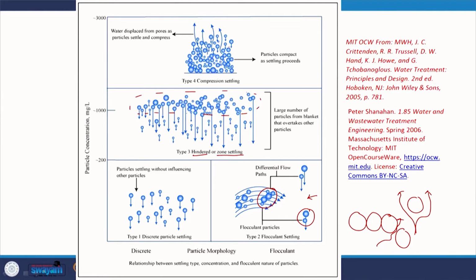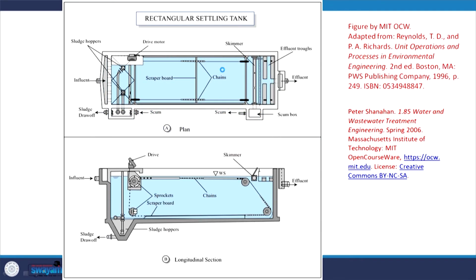And compression settling, here it's not as if particles settle down, but let's say because of, if I may use this layman's term, the weight of the overlying particles, the water in these pores will be squeezed out, right? So then you see more or less compaction of particles, and that we are calling compression settling, let's say, right? So water is displaced from the pores as particles settle and compress the layers beneath it. So discrete, flocculent, hindered settling and compression settling. Let's look at some figures.